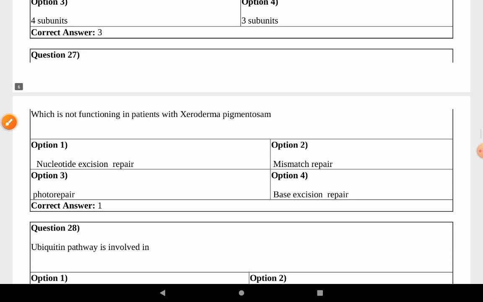Our next question is which is not functioning in patients of xeroderma pigmentosum? Option 1 nucleotide excision repair, option 2 mismatch repair, option 3 photo repair, option 4 base excision repair. So the correct answer is option 1, nucleotide excision repair is not functioning in xeroderma pigmentosum patients.